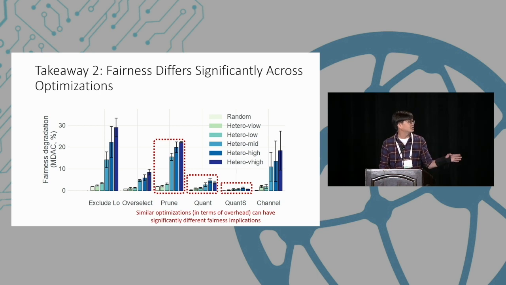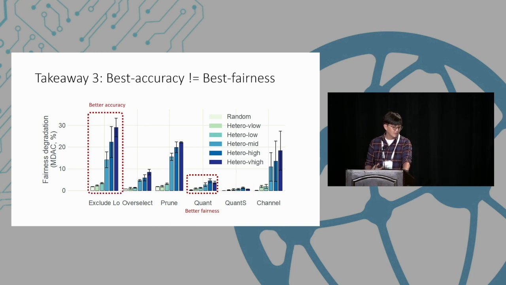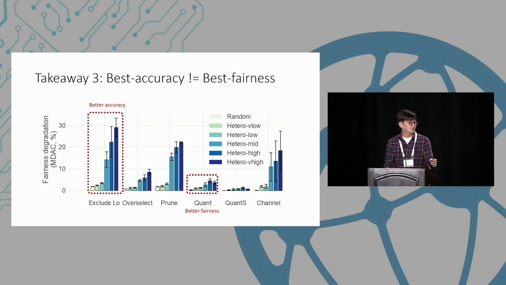So here you can see that gradient pruning is more unfair, and even between gradient quantizations, depending on exactly what quantization method you are using, some are more fair than the others. Finally, we also saw that best accuracy optimization is not necessarily the best in fairness. So if you compare these two groups of bars, the first group showed better average accuracy, but the second group of bars was much more fair, as you can see from the height of the bars.